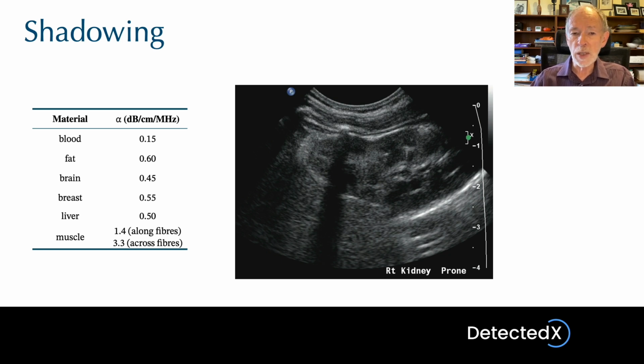Now, as I mentioned, this is quite often a useful artifact. In this case, because it's drawing our attention to an object that perhaps we didn't realize was there. But another very well-known use of shadowing is in looking for gallstones. Gallstones cast significant shadows, and therefore shadowing can be a way of finding gallstones when there is a suspicion that they're there.